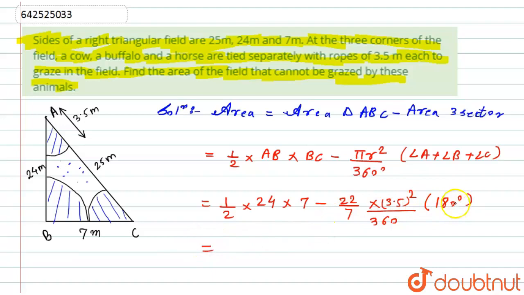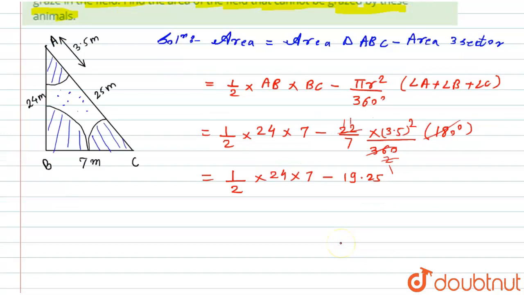Now this 180, 2 1s are 2, 2 1s are 2, 2 1s are 2, so here I will get the answer like this: 1 by 2 will be as it is, that is 24 into 7 minus, after solving this you will get 19.25. Now I will try to solve this equation.